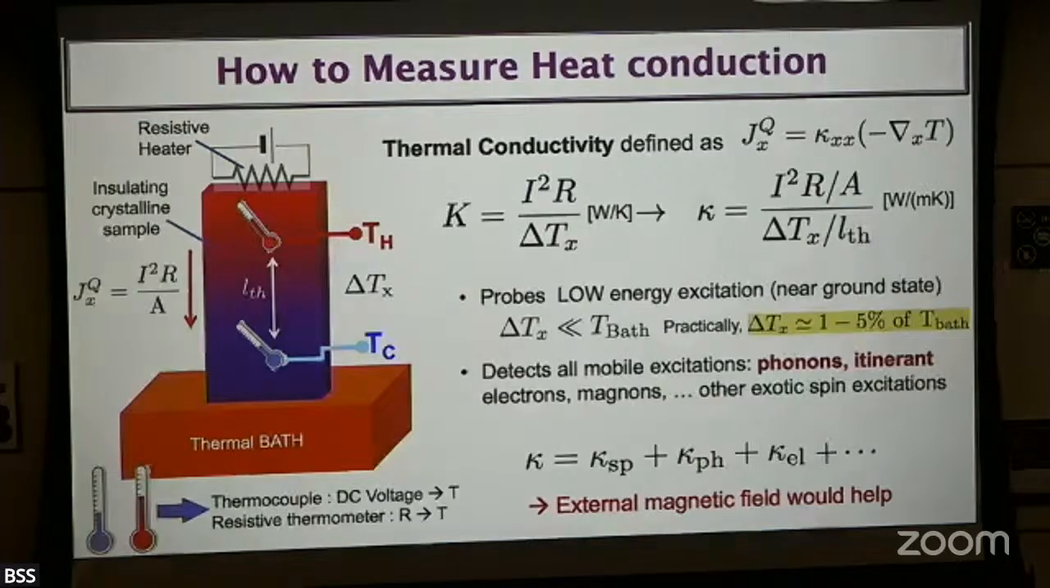Mm-hmm. It's a DC. Mm-hmm. Yeah. I didn't think about that. I will show you in just a bit. Okay, so that's why an external magnetic field would be very helpful, so that at least each excitation might have a different field dependence.